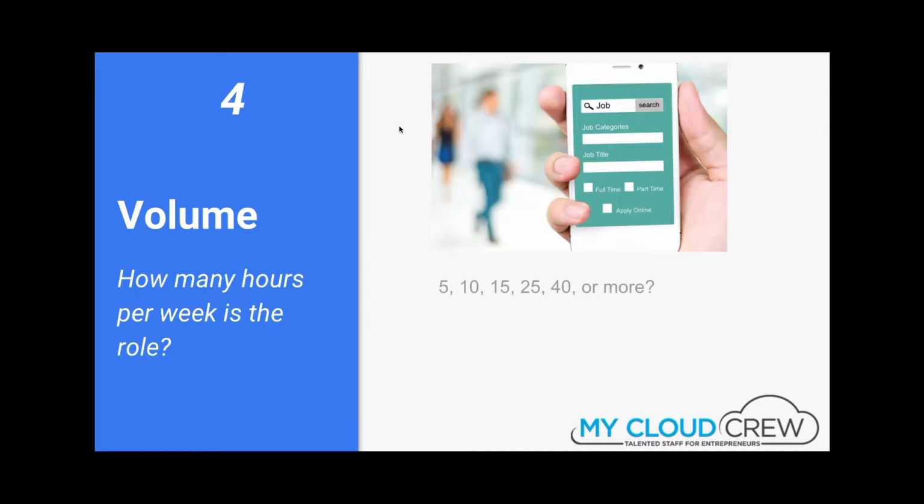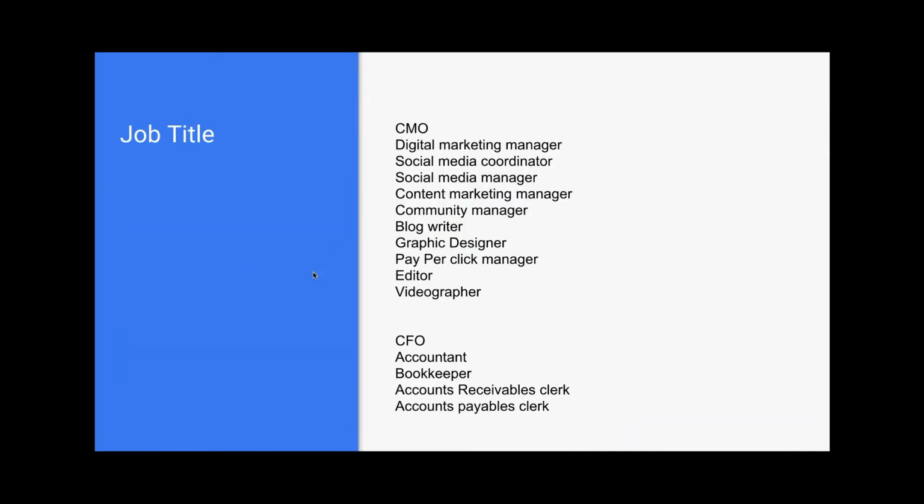So I've got CMO, that's a Chief Marketing Officer, the head of the marketing organizational chart. Then you've got a digital marketing manager, a social media coordinator, social media manager, content marketing manager, community manager, etc. Pay-per-click manager, that could be a Google AdWords specialist, or that could be a Facebook marketer. Even specialist roles like videographers and editors.